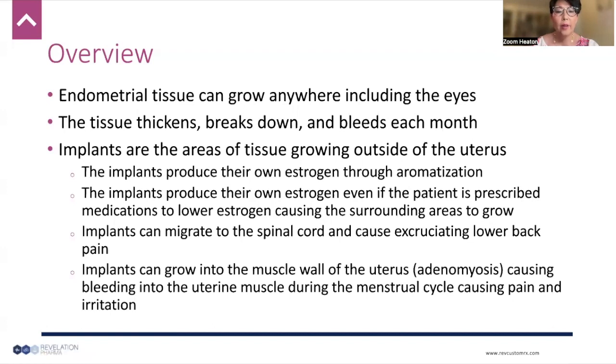These implants can also migrate to the spinal cord, which can cause excruciating lower back pain. These implants can also grow in the muscle wall of the uterus, causing bleeding into the uterine muscle during the menstrual cycle, causing pain and irritation.